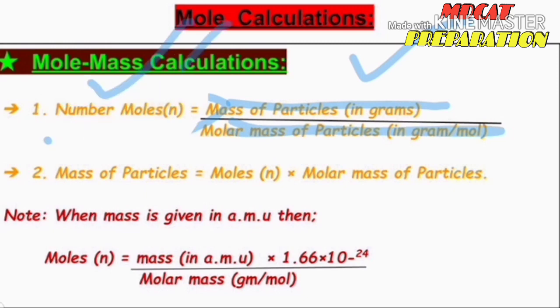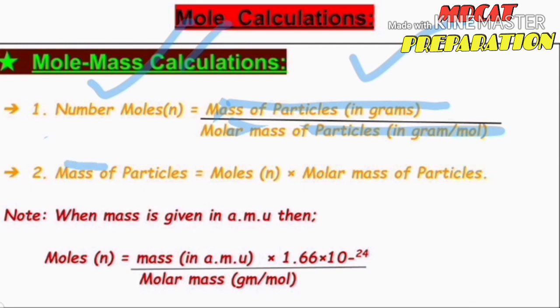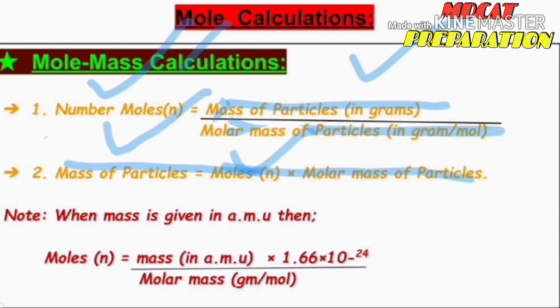The second formula is derived from the first one. If the mass of a particle, meaning atom, ion, molecule or formula unit, is required and mole is given, then we can easily find out the mass of a particle. So now we move onward with how we can find the mass of a particle. Mass of a particle is equal to number of moles into molar mass, which is also a constant number. As molar mass is a constant, mole will be given in the equation and mass of a particle can easily be found out.